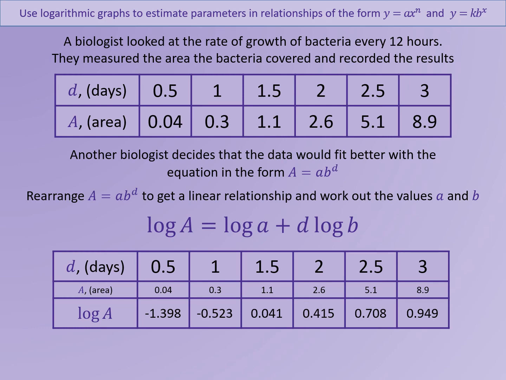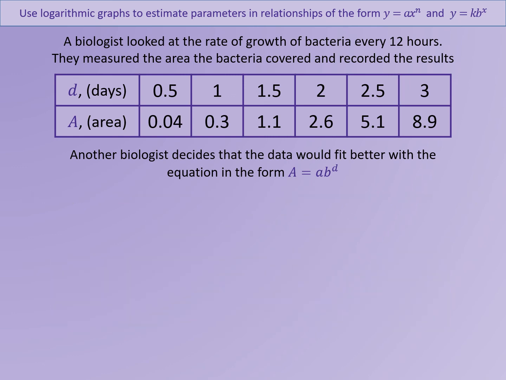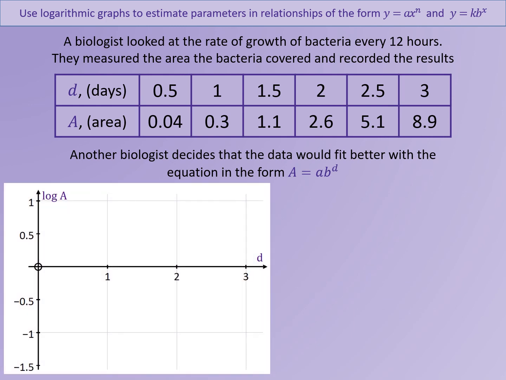And then when I draw my new graph, I'm going to have d as my variable that runs along the bottom, and I'm going to have my log A, which runs up the side as my y variable. So that's exactly what I'm going to do now, and I'm going to plot those values. And you can see that I don't quite get as good a representation of a linear model as I did in the previous example.